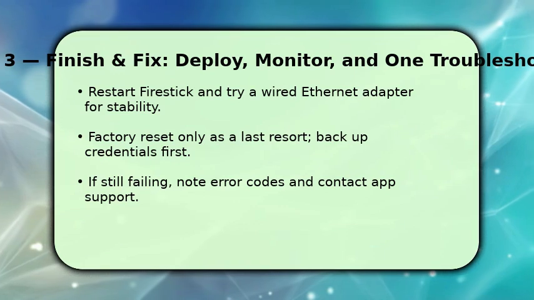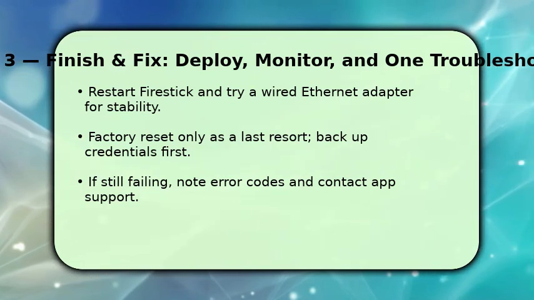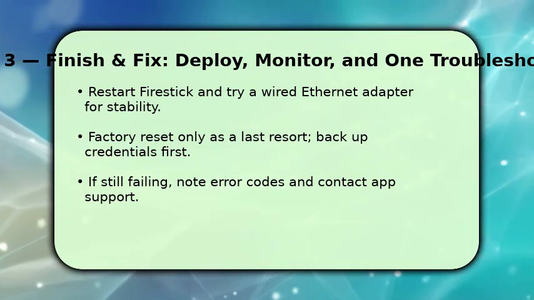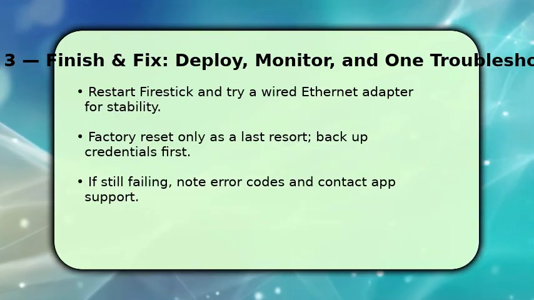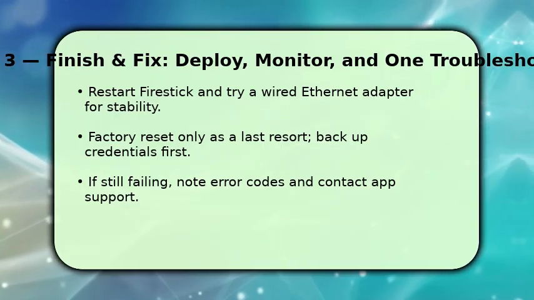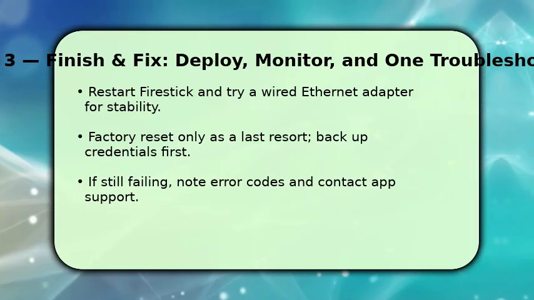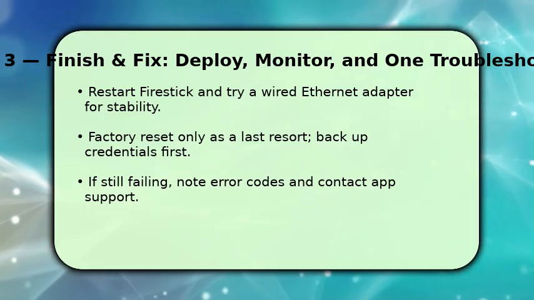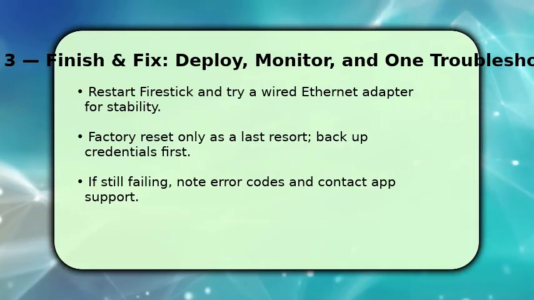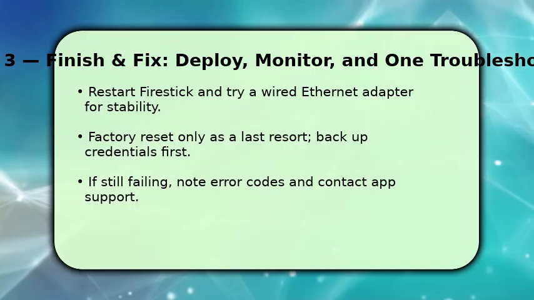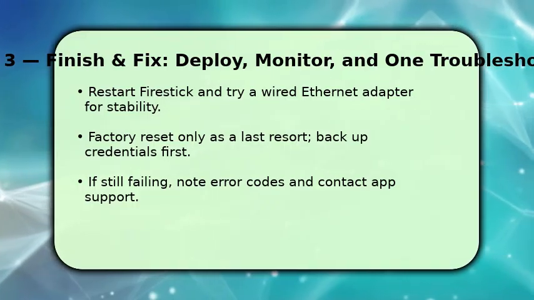Finish by addressing device and environment stability. Restart your Firestick to apply recent changes. If Wi-Fi remains unreliable, try a wired Ethernet adapter for consistent throughput. Consider a factory reset only as a last resort. Backup account info and passwords first, because it erases local settings.